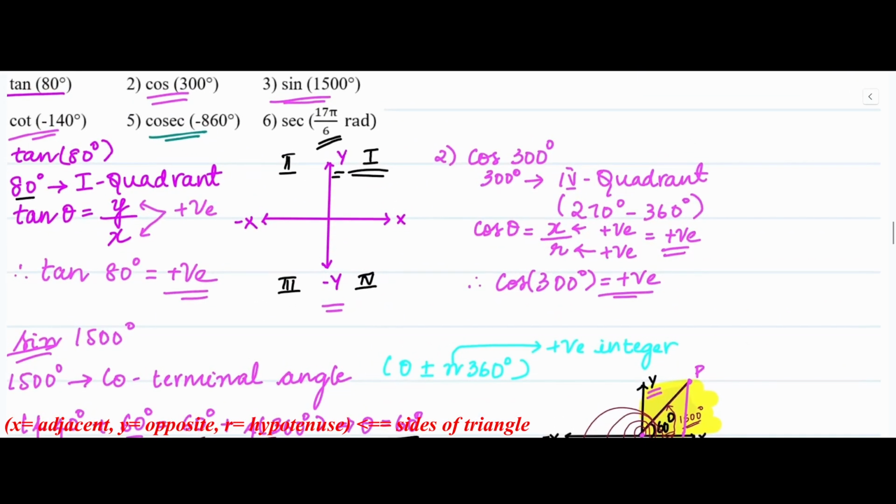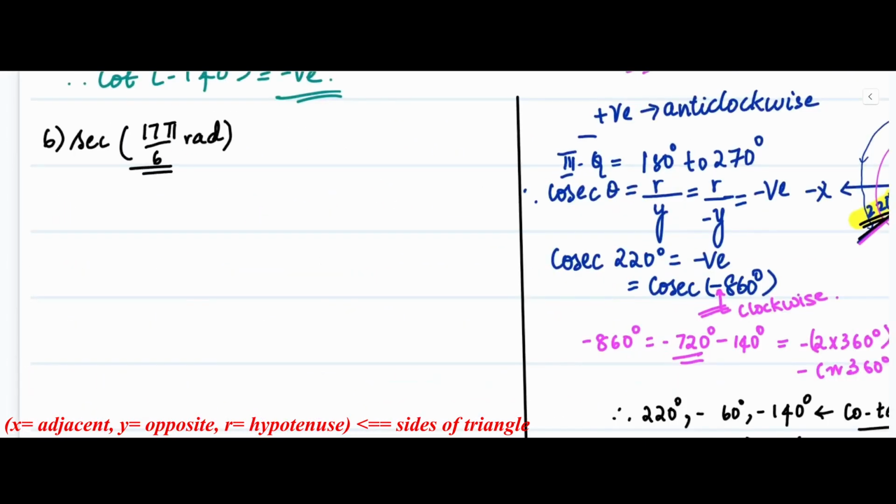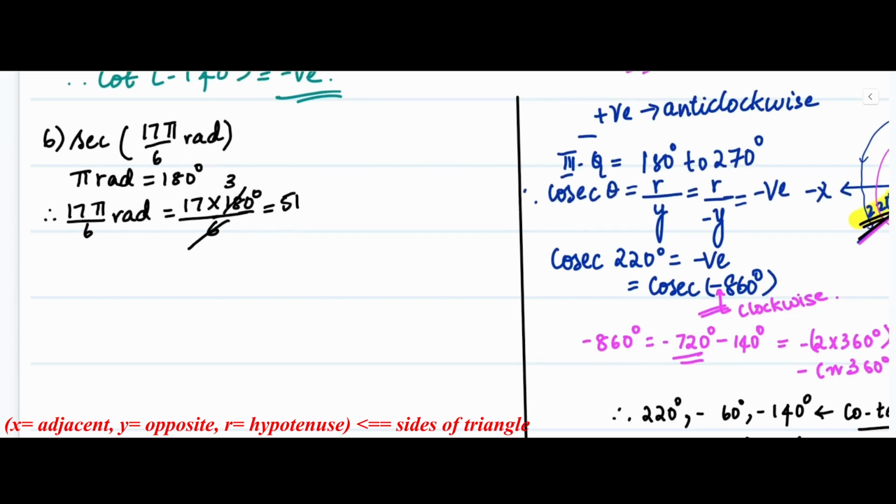Our last question is secant of 17 pi by 6 radians. The value of theta in radians can be rewritten in degrees by taking pi to be equal to 180 degrees. Therefore, 17 pi by 6 radians is equal to 17 into 180 degrees divided by 6. 6 into 3 is 18. We get 510 degrees.